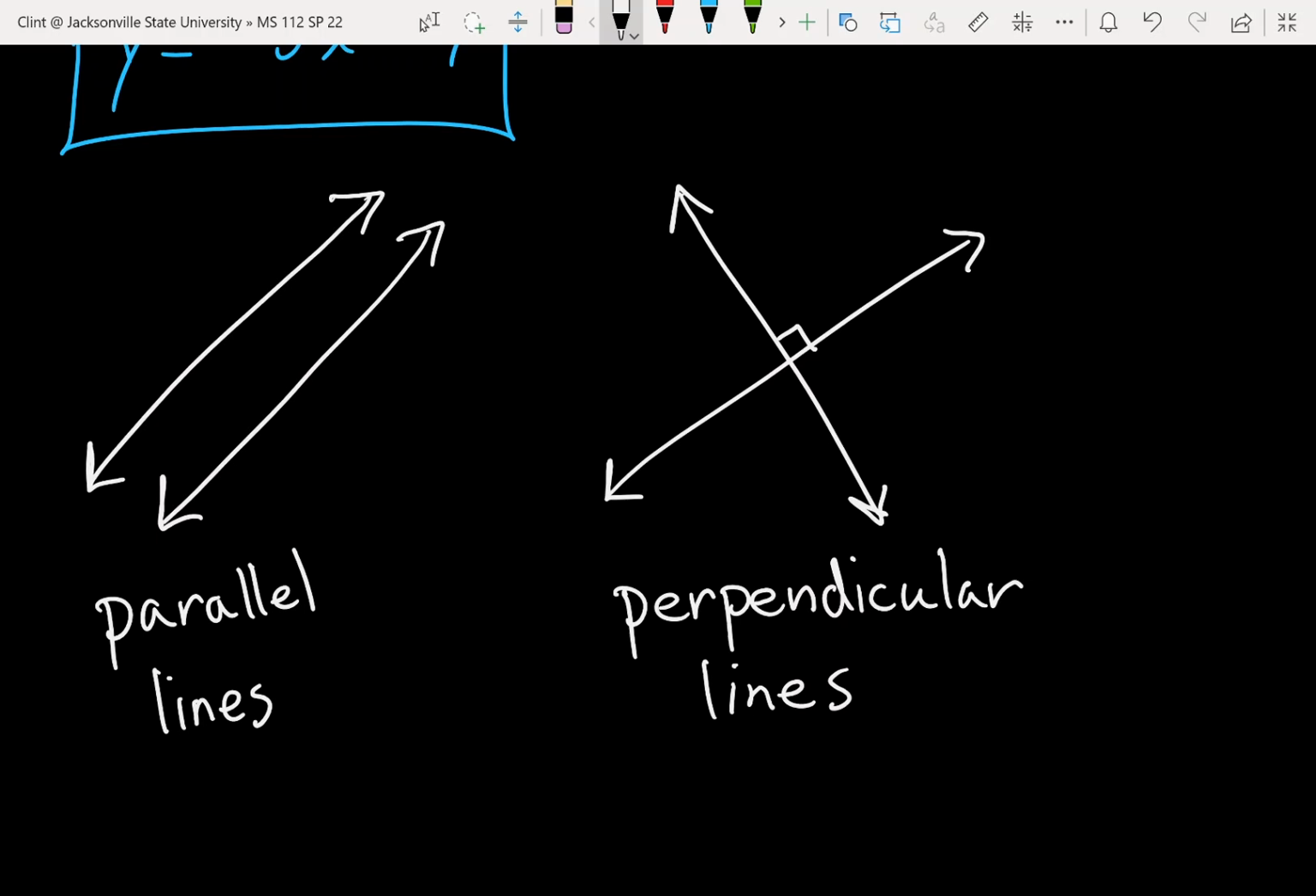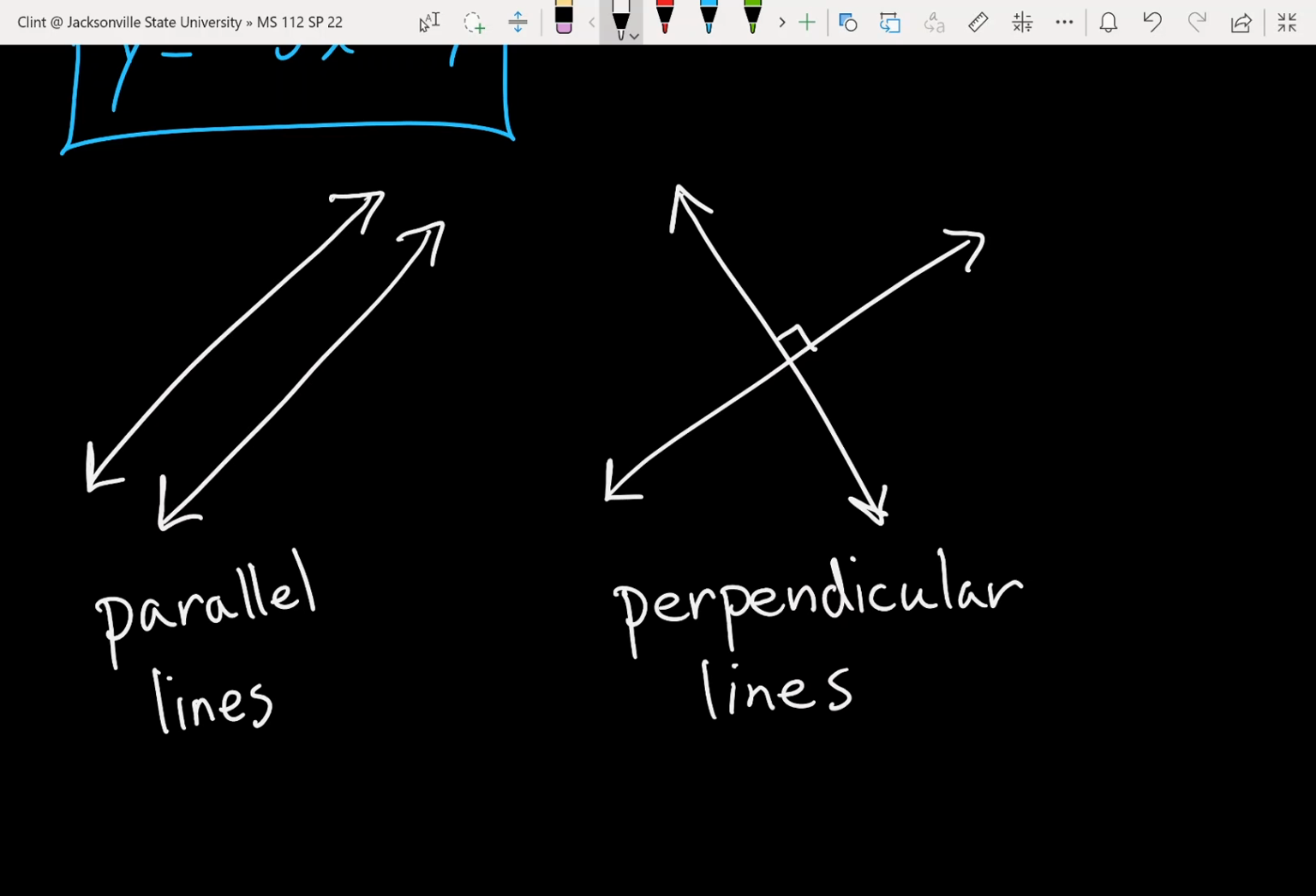Perpendicular lines. The main thing we want to talk about here is, if we have parallel lines or perpendicular lines, what's the relationship between the slopes of those lines? If we have parallel lines, they're both going the same direction, exactly the same direction, because they never cross, they never intersect.